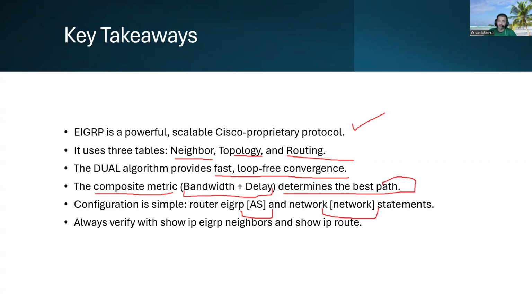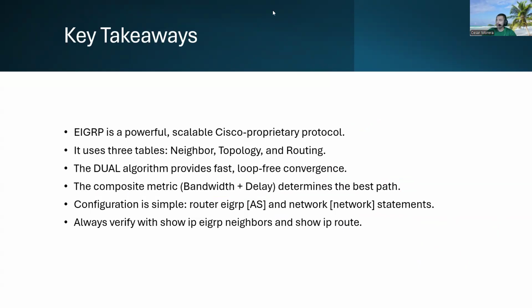And then we have the network statements for the different networks that we are using. Remember, the mask is not mandatory. We can either use it or not. But it was not a mask per se, it was a wildcard mask. So you are aware of that. Remember that. Always verify with the show IP EIGRP neighbors and show IP route. So those are basically the guides that we have for today's lesson.